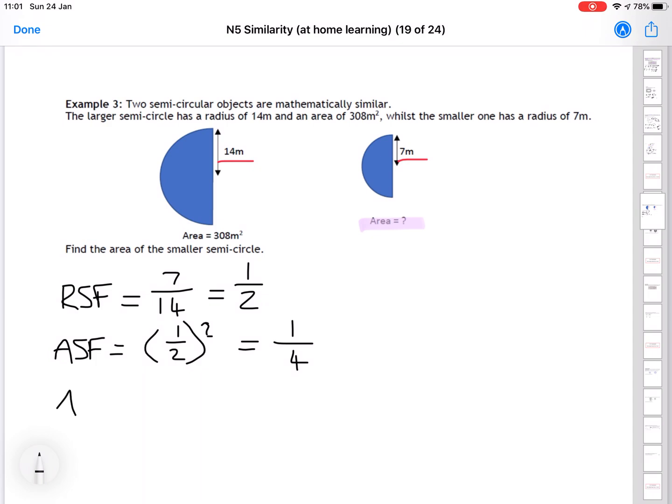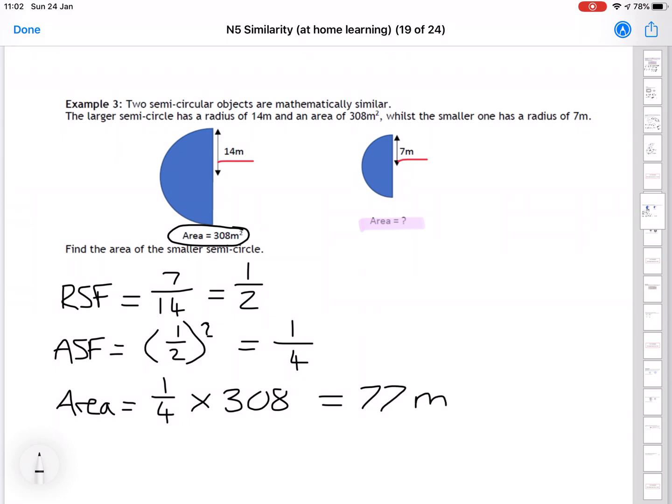Then to find the missing area, we would just multiply our area scale factor by the area of the original shape. So 1/4 times 308. And that is going to be 77, and the units for this is metres squared. And that's it, that question complete. So very similar to the similar lengths questions that we were looking at, we just have this extra line in the middle of our area scale factor.